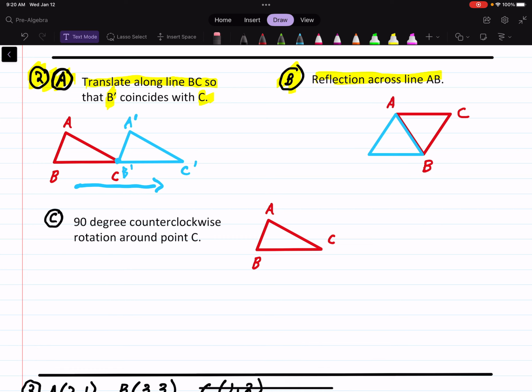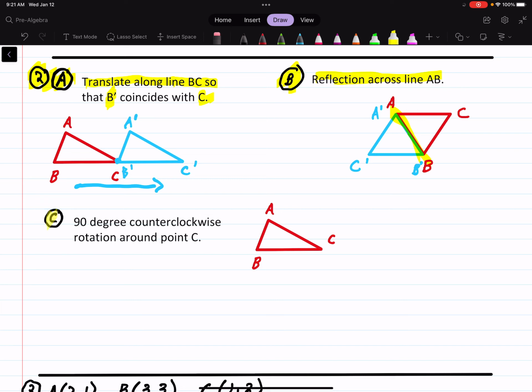And now we can see that A prime is right where B is, and B prime is right where A was. Let's write that a little better. And there we go. All right, let's write A prime on there a little better. A prime, then B prime, and C prime. So that's a reflection directly across the AB line.